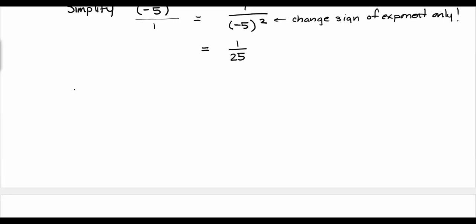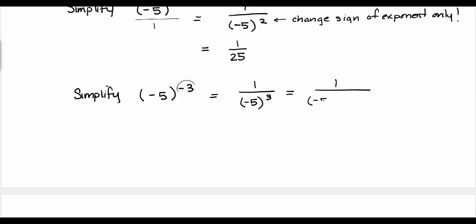Now if I ask you to simplify negative 5, in parentheses, to the negative 3, again, I look at my exponent as negative, right? So I bring that down, the whole thing, but I make it a positive 3. The negative 5 still stays negative. And that's going to be negative 5 times negative 5 times negative 5, which is 1 over 125, but the whole thing is negative.